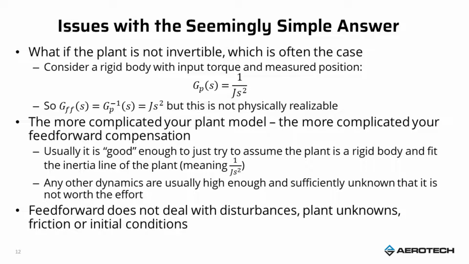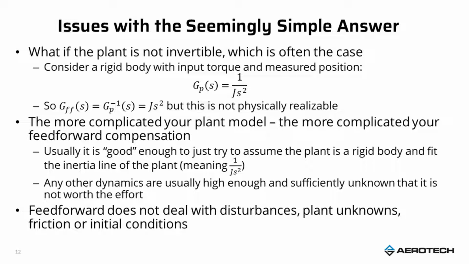Seemingly simple answer. However, the problem is the inverse of the plant is not always physically realizable. For instance, let's say we wanted to look at, again, a servo motor, and let's look at its position output. Now my plant would be 1 over JS squared, J being the inertia. The inverse of that would be JS squared, but I can't really build one of these. It's not a physically realizable system.